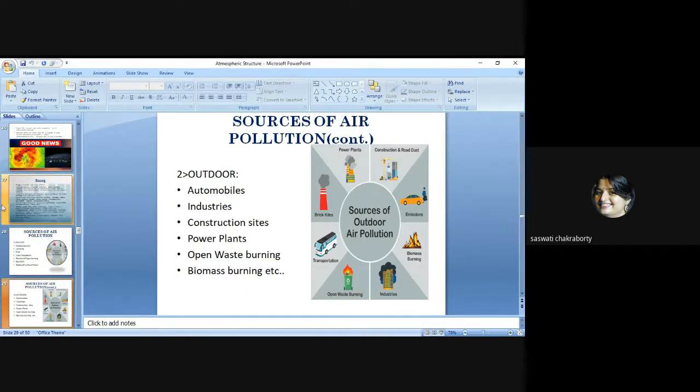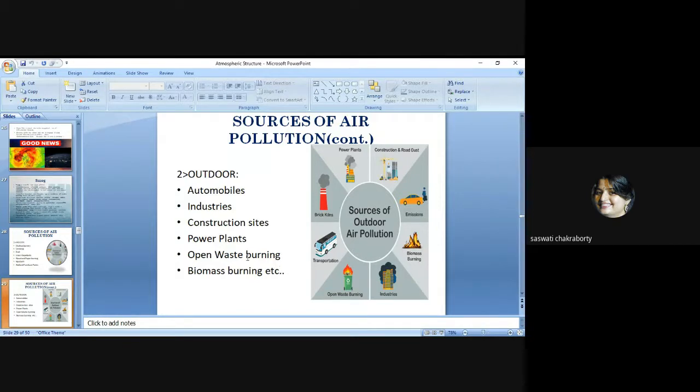Outdoor air pollution includes automobiles, the vehicles, the industries, and the construction sites, because we are all busy with industrialization and urbanization. Construction sites are one example of a source of air pollution. Power plants, and open waste burning.